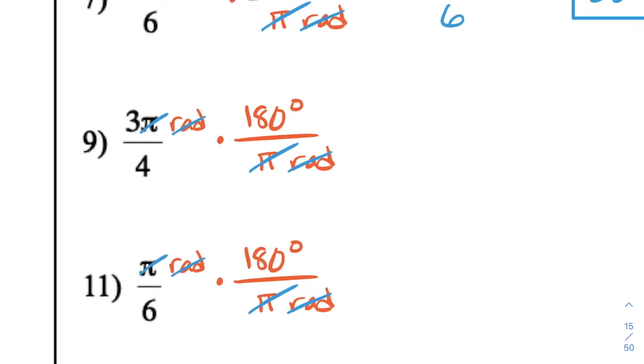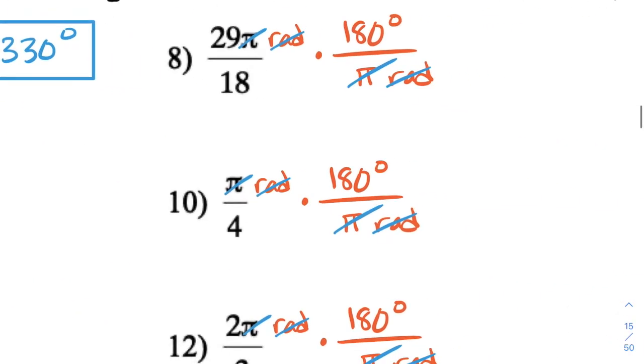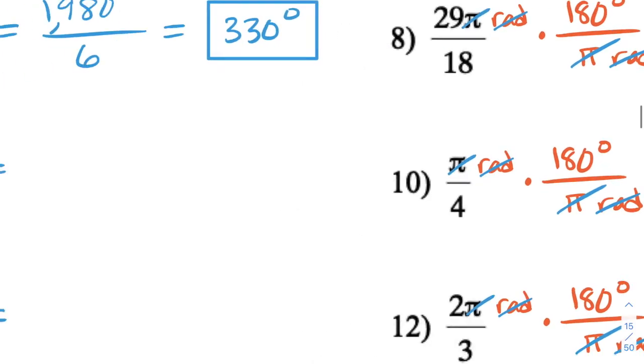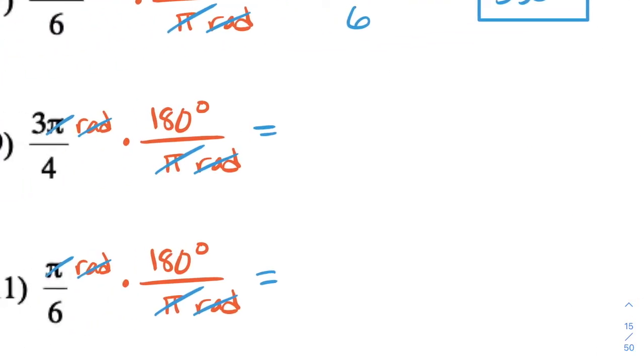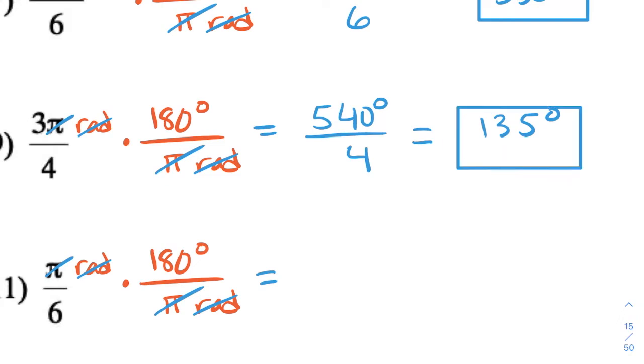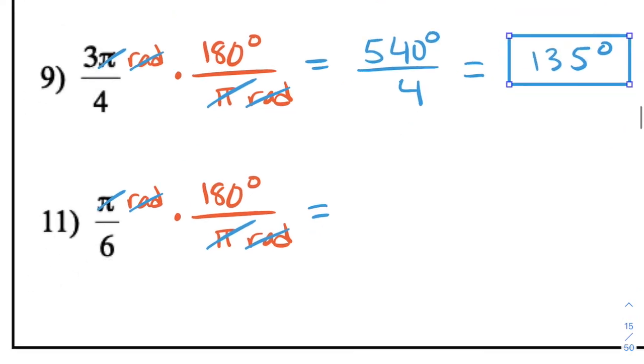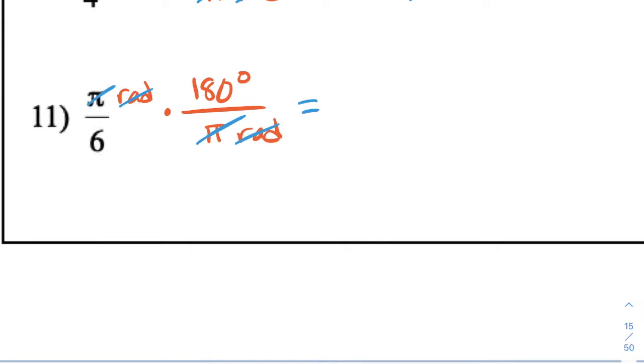So 3 times 180. Let me do those. Okay. 3 times 180 is 540 divided by 4. So it's going to be 540 degrees over 4, which is equal to 135 degrees. The next one, it was 1 pi, so it's really just number 1. So it's actually 180 degrees. 1 times 180, which is 180, divided by 6, which is 30 degrees.